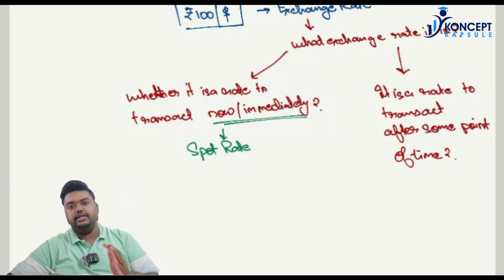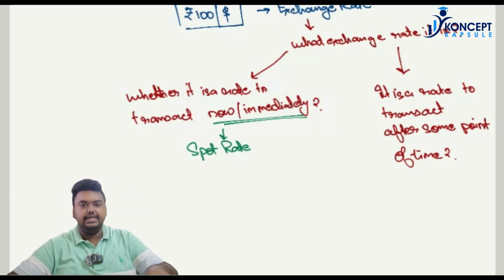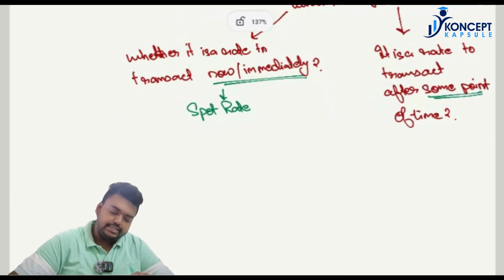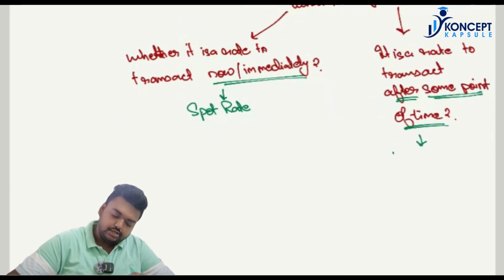Literally, the English literal meaning of spot means immediately, right? Spot means now. If it is a rate to transact after some point of time, it is known as forward rate.